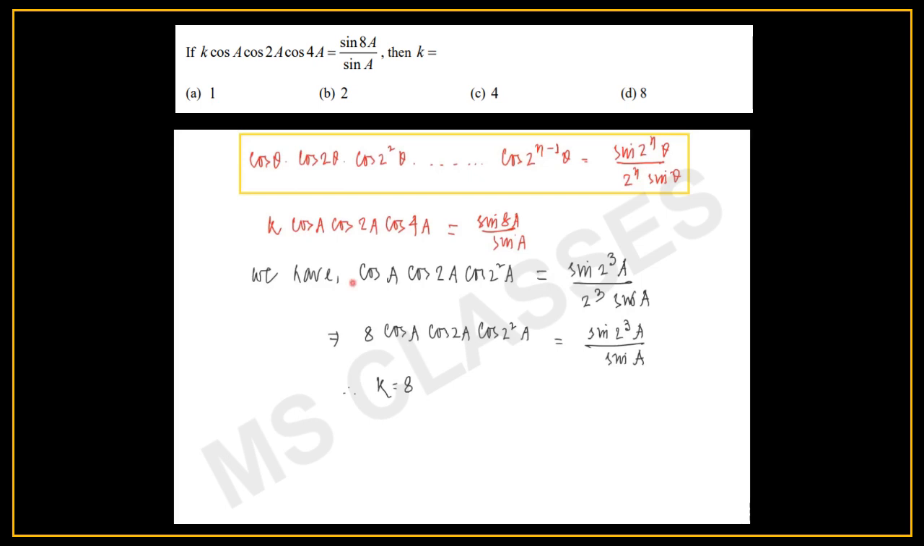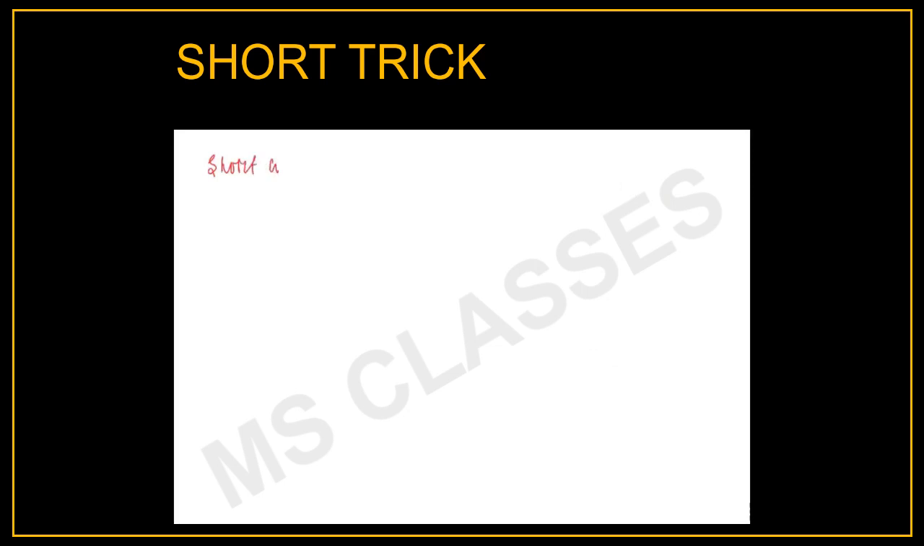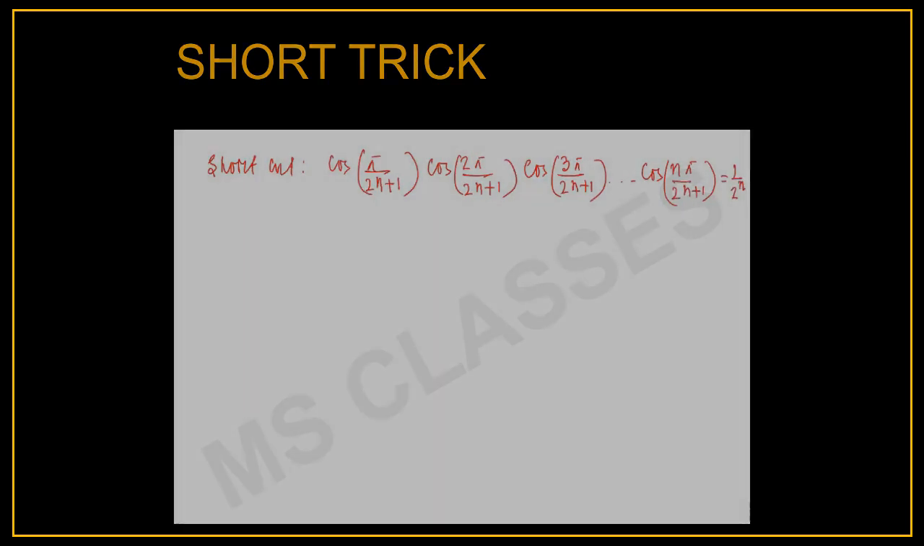Just if we correlate, we can say k equals to... the shortcut for the series of cos is cos pi by 2n plus 1, cos of 2 pi by 2n plus 1, cos 3 pi by 2n plus 1. Last we have cos n pi by 2n plus 1. This will give us 1 by 2 to the power of n.